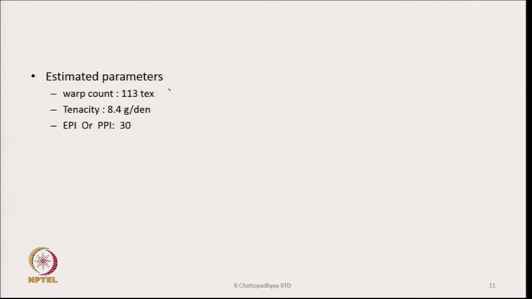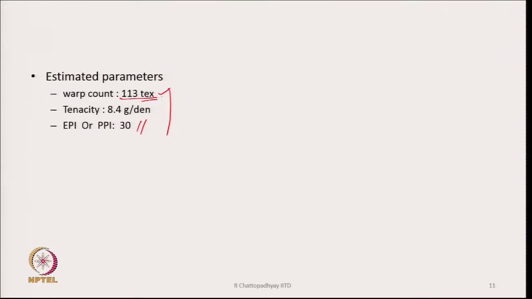So, the estimated parameters are: warp count is this, the same is going to be the weft count, tenacity is going to be 8.4 gram per denier, and EPI, PPI going to be 30. With this, now we have to think whether I can get a yarn exactly of this text. If we do not find a yarn which is available with us, or commercially exactly 113 is not available, then any text closer to this value we have to finally choose.